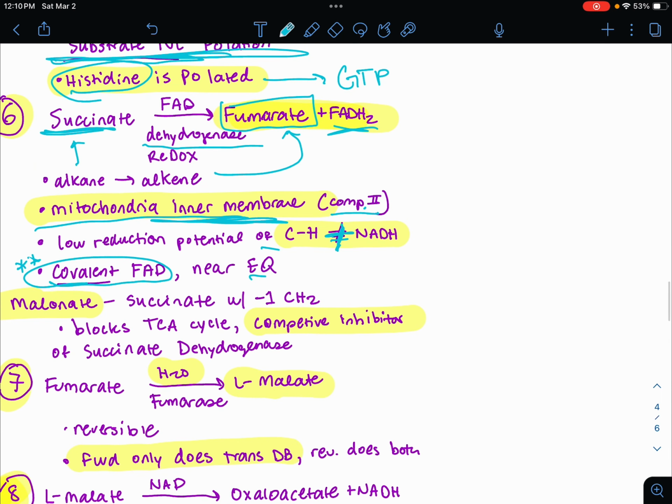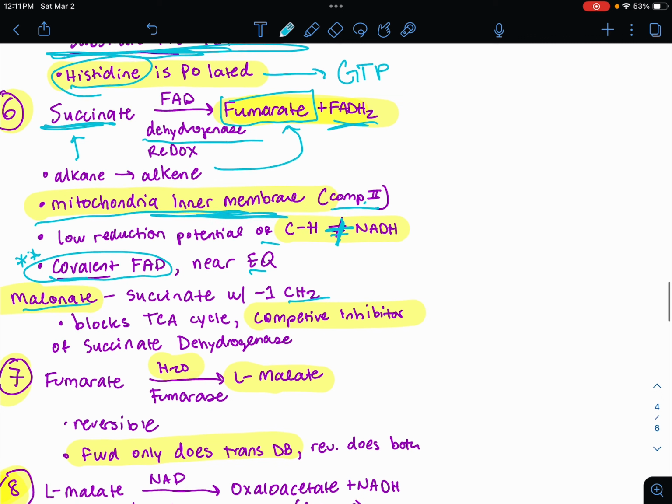Also in step 6, we have this malonate. This is a molecule that looks like succinate, except it has one less CH2 in its molecule. So succinate has 2 of these CH2s. Malonate only has 1. Malonate will block the TCA cycle. It's a competitive inhibitor of succinate dehydrogenase.